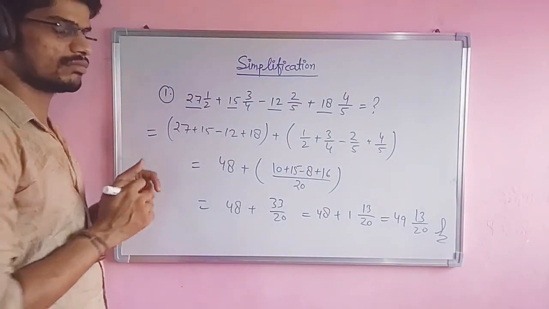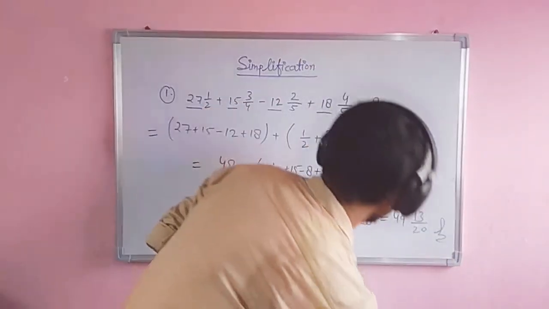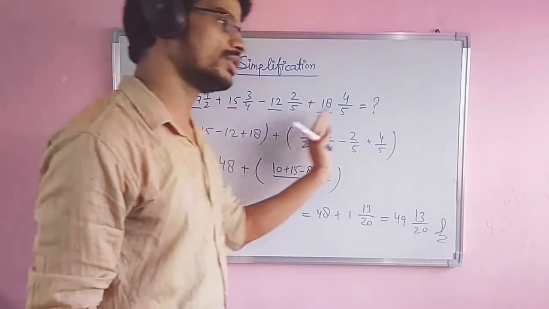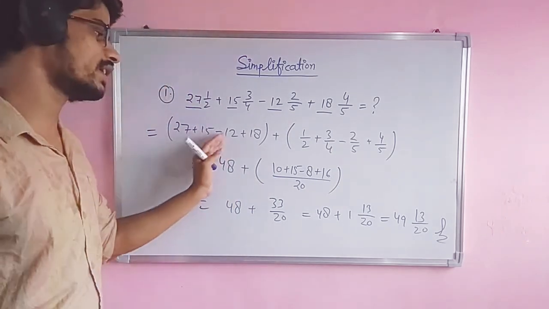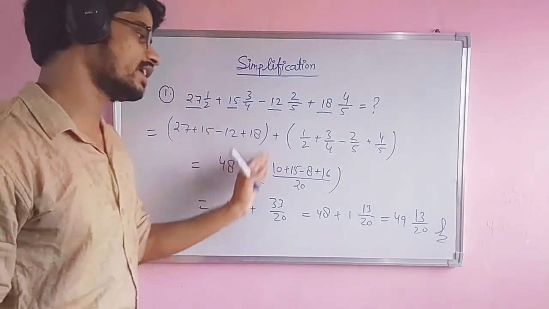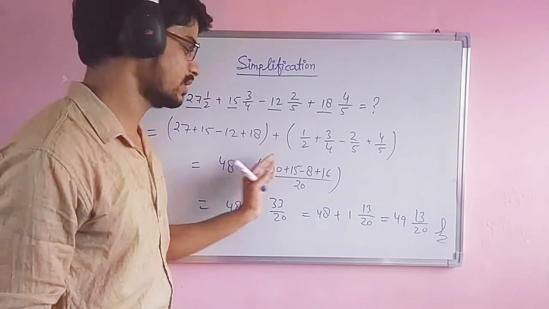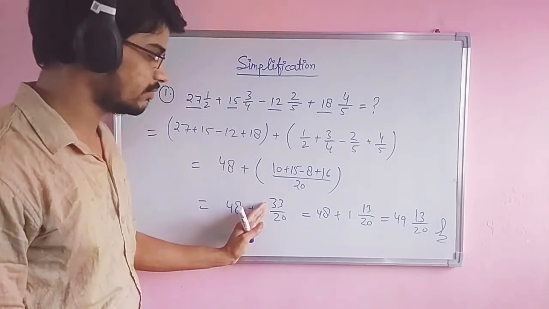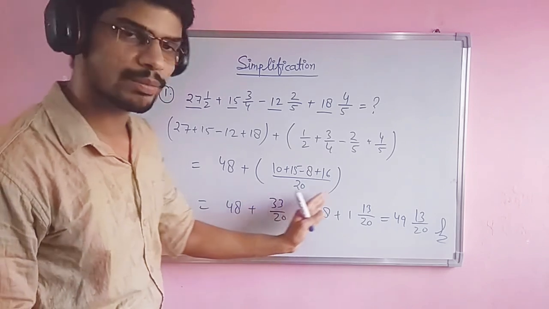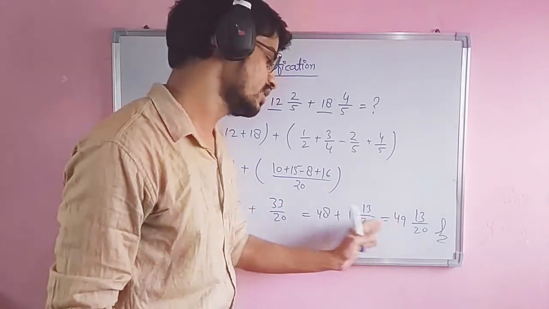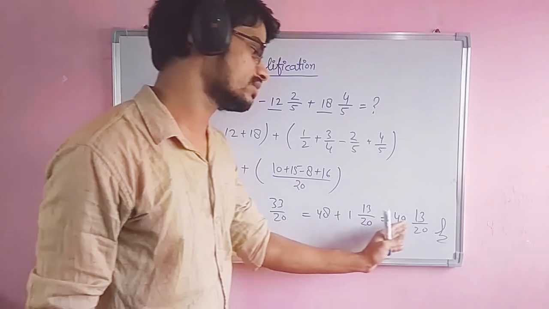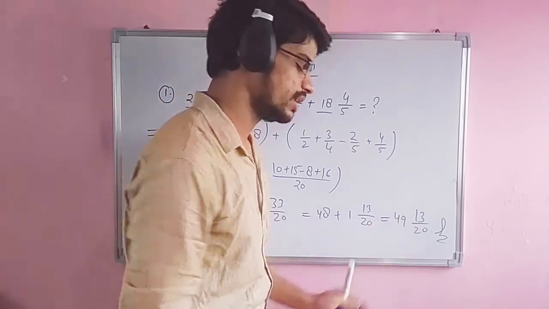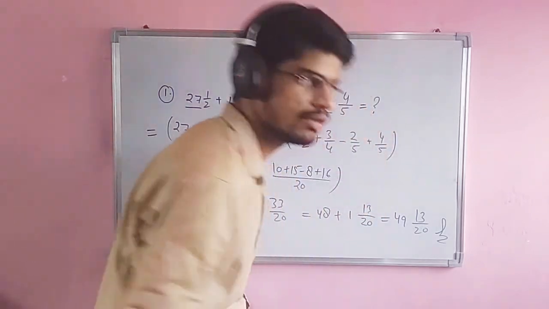If we calculate in short, take the integer part on one side and the fractional part on the other side, then calculate the integer part and then calculate the fractional part. Now this is an improper fraction, so we convert it into a proper fraction. After that we add the 1, so 48 plus 1 is 49, and 49 13 by 20 is in the proper fraction. Clear?